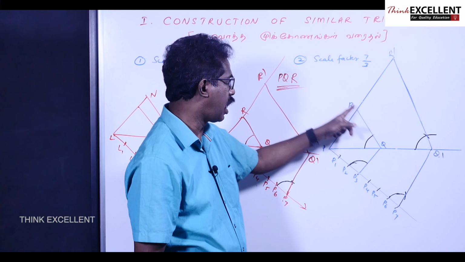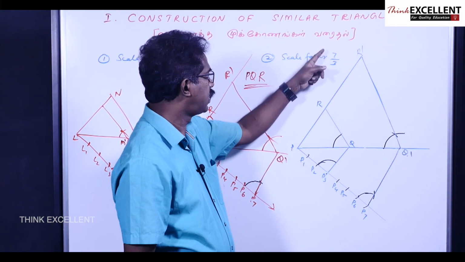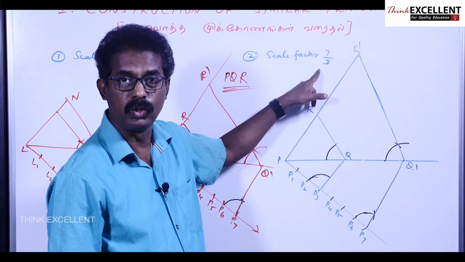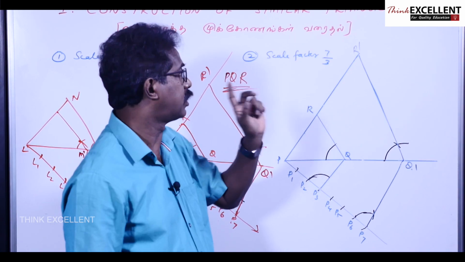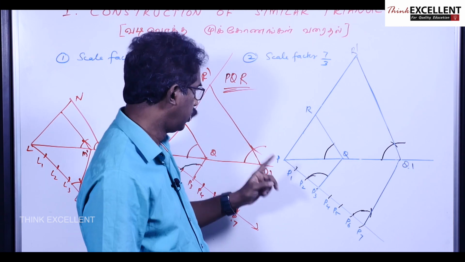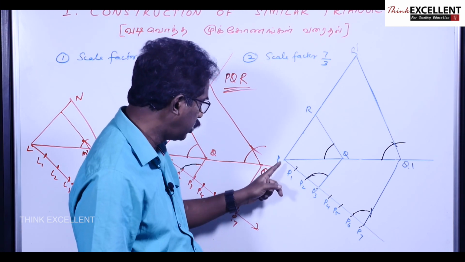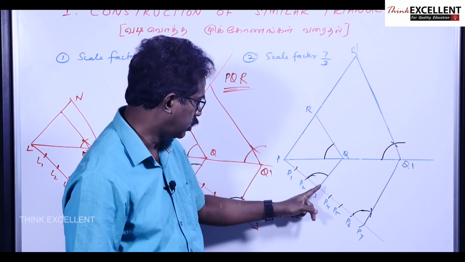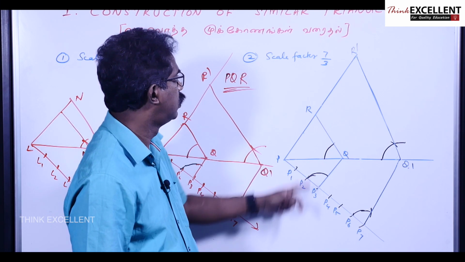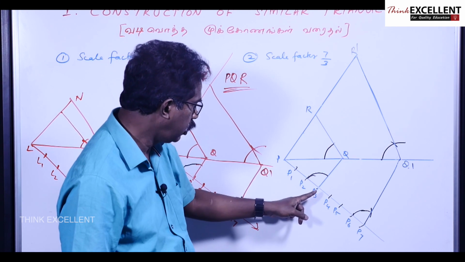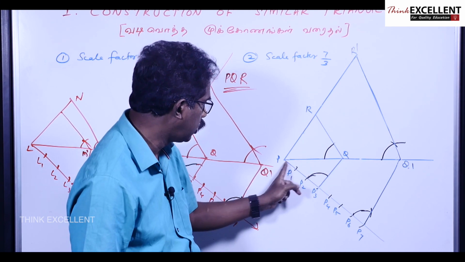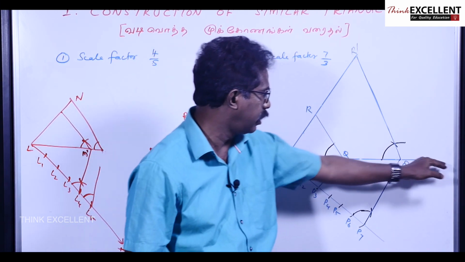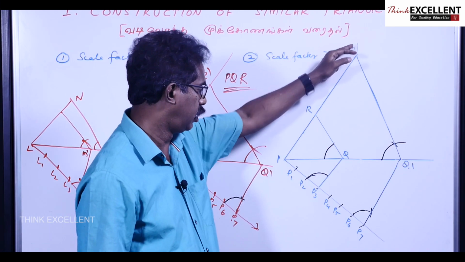Listen, PQR given triangle, 7 by 3 scale factor, right? Numerator is greater, so you are supposed to get a larger one. So 3. Among these two, the greater number 7. So take one acute angle, draw a line. 7 arcs, equal measurement. 7 by 3. The third one join with this. PQR is that given triangle. So third one is joined here. Extend this line PQ, also extend PR.